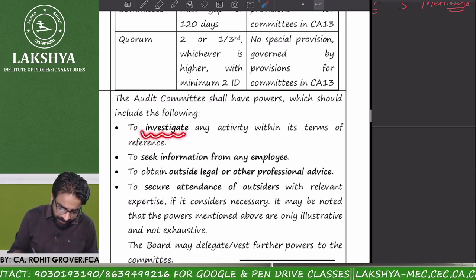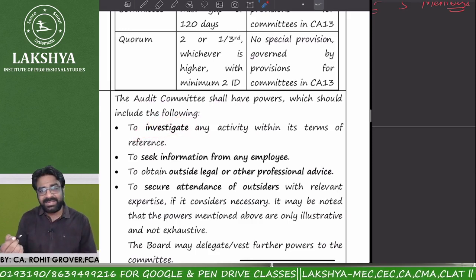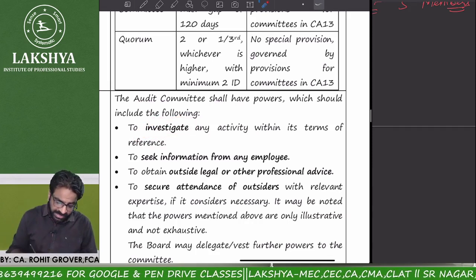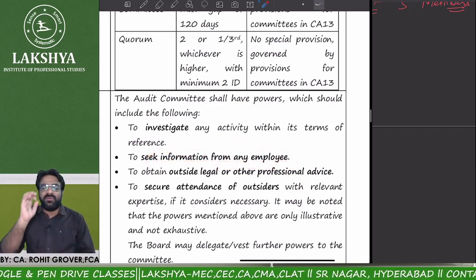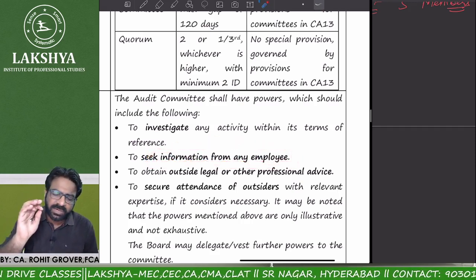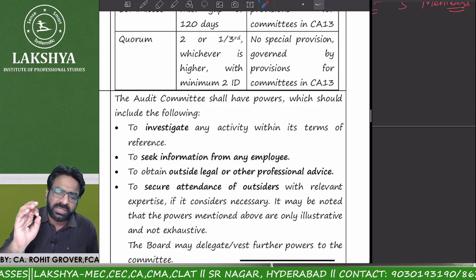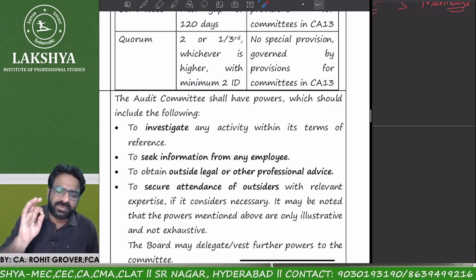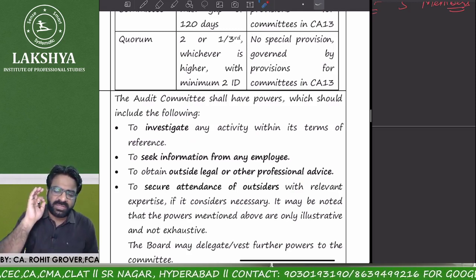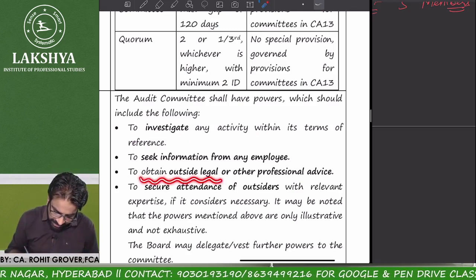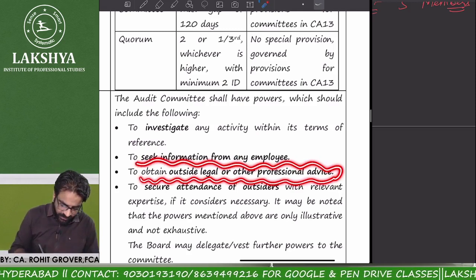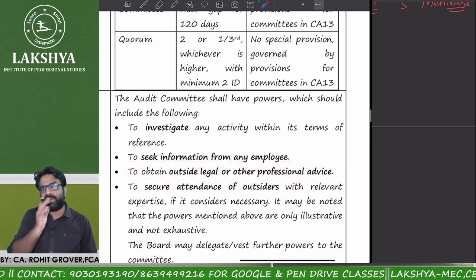So it has the power to investigate any activity within its terms of reference. It can seek any information from any employee. And remember one thing, whenever the audit committee thinks that it needs any legal or professional advice, they can hire legal experts and professionals for such advice. That is the power of the audit committee.